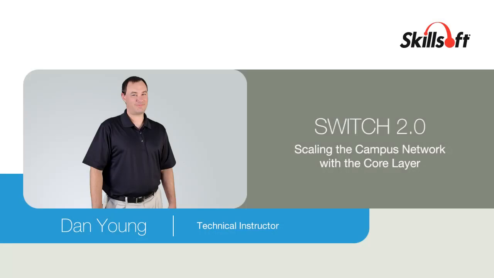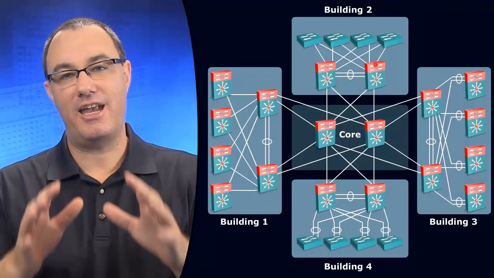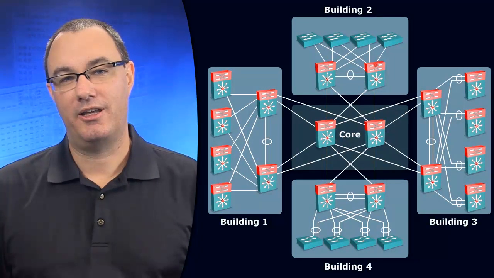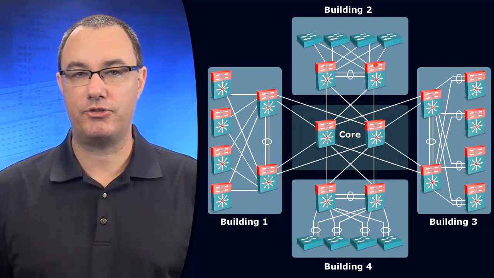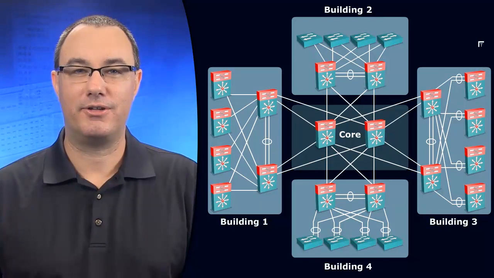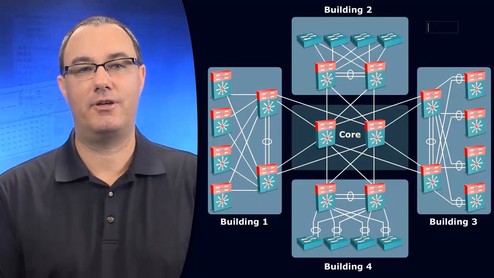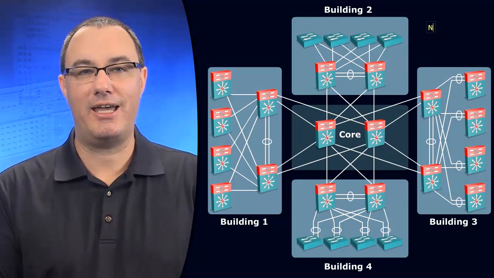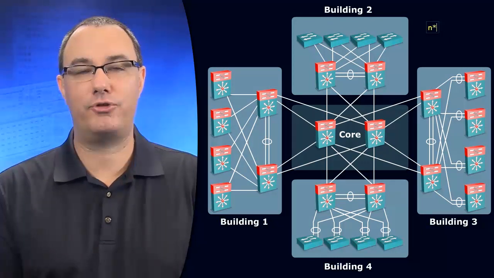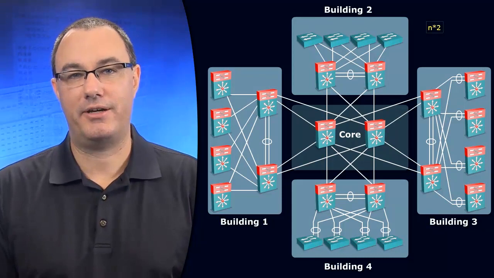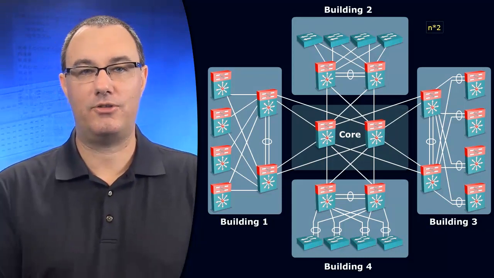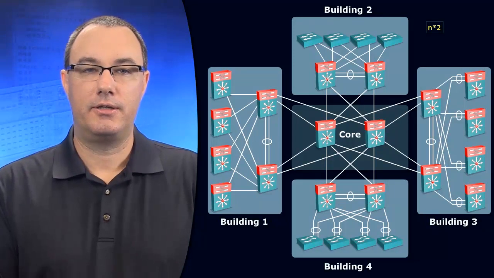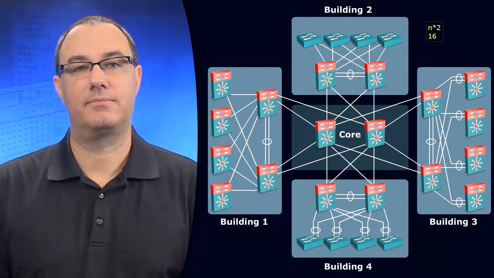Let's breathe a little bit now that we have a core. Fewer connections. How many connections? Well, there isn't really a formula for this, but I would say it's n times 2. Yeah, it's n times 2. So in this case, we have 8 nodes, and it's 16 links.